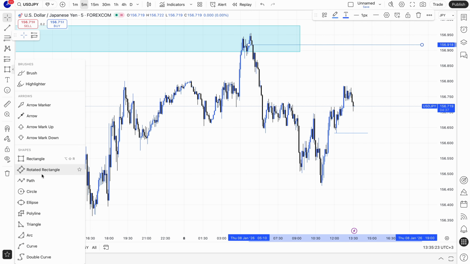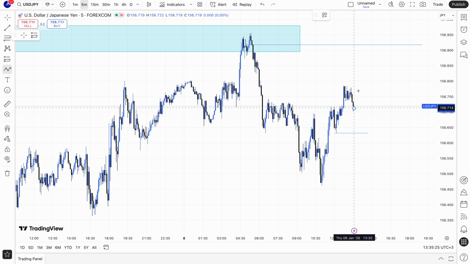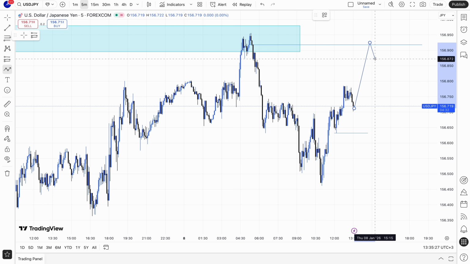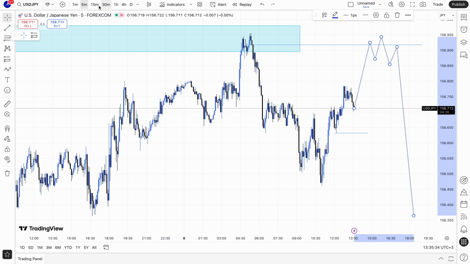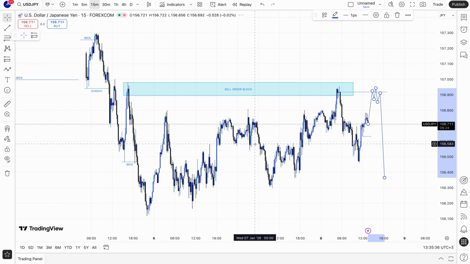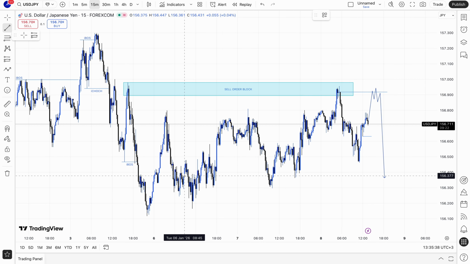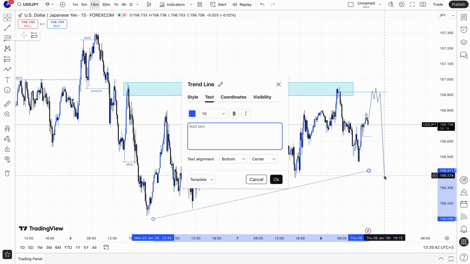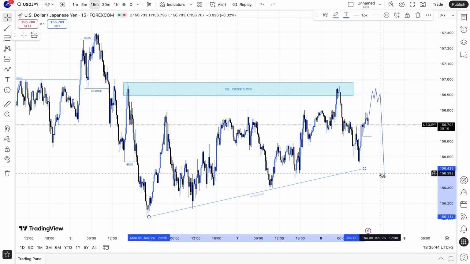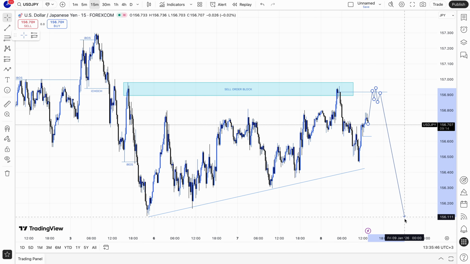My plan is to be a little bit patient, wait to see the price come back here, fill in here, then at the same time it shifts to bearish on the 1 minute time frame. Then we target this liquidity because I have plenty of liquidity down here. That's my plan.